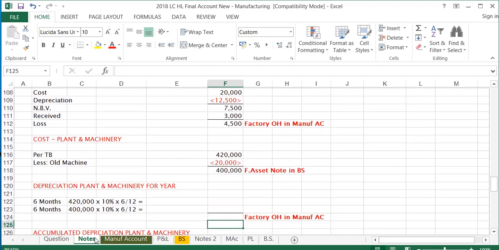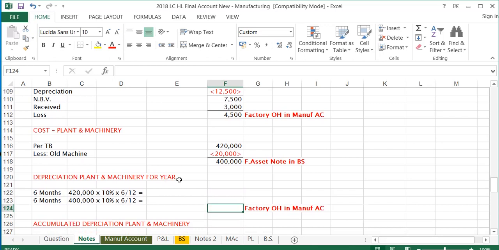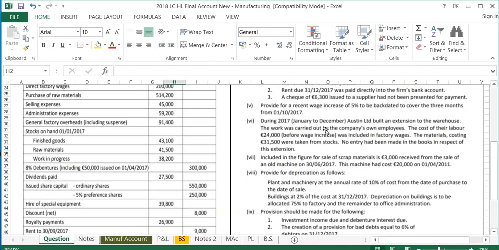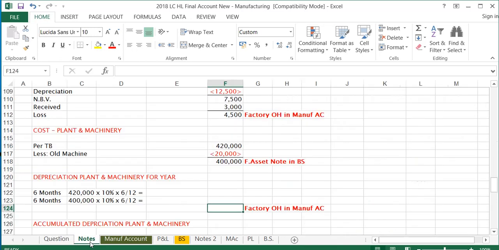Depreciation of plant and machinery for the year. So I can see here, plant and machinery is 420,000 at the start of the year, then I sold a machine, and then for the next 9 months it was 400,000. And I know it's 9 months because it was sold halfway through the year, so it'd actually be 6 months and 6 months. Yeah, 6 months and 6 months. So for the first 6 months it is 420,000.